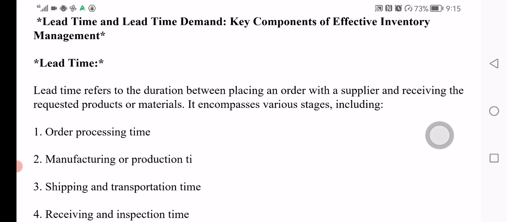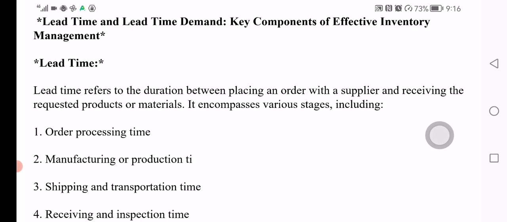Second, if the supplier is a manufacturing company, like a manufacturer of raw material, then that time will also be included. If the supplier has stock available in his warehouse, then the time for picking, packing and shipping will also be included in the lead time. Shipping and transportation time will also be included. And if you are importing a product from a foreign country, then the customs clearance time will be included.